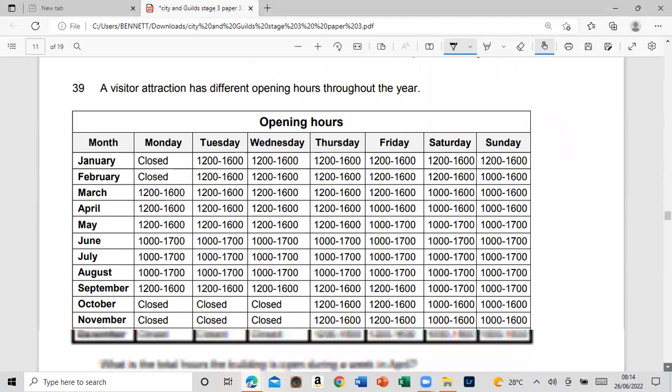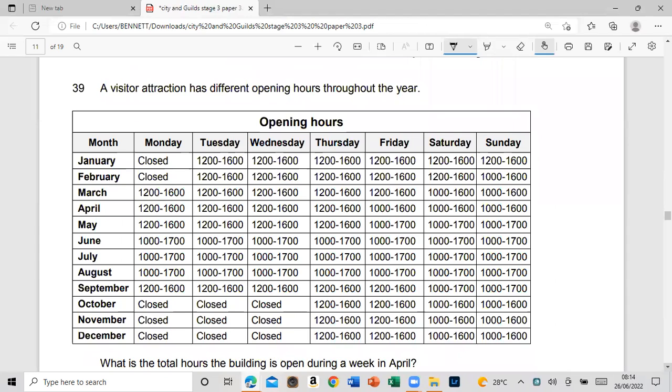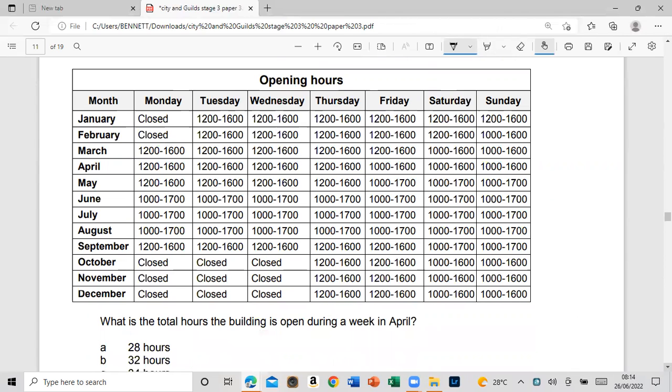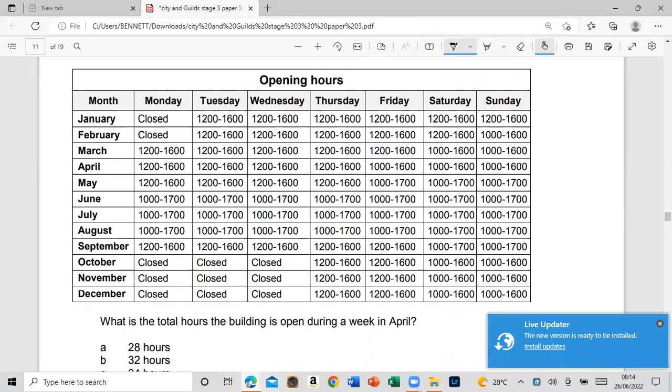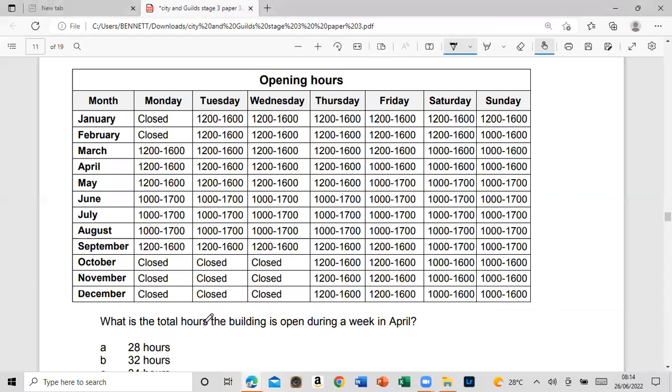A visitor attraction has different opening hours throughout the year. What is the total hours the building is open during the week in April? Alright, so guys, again, when they give you this, you just focus on the question. Don't focus on the table, just go straight to the question. So see April here. So we just have to focus on this. From this to this, 4 hours, right?